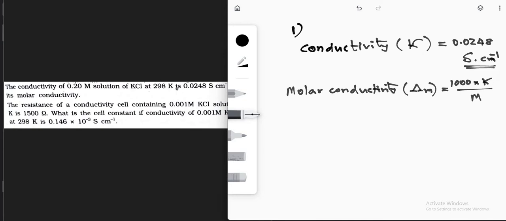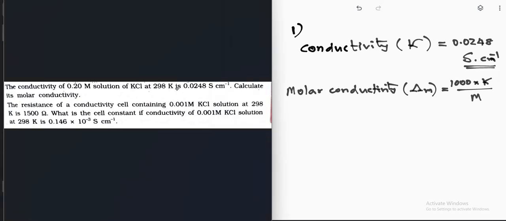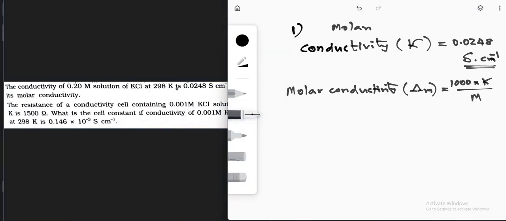Suppose if conductivity is given in Siemens meter inverse unit, then the 1000 should come in the denominator. Okay, there is a difference, keep that in mind. In the last class itself I told you that. Now, what is the molarity of the solution? Molarity is given here, 0.2 molarity. Substitute these values here, that's a direct calculation.